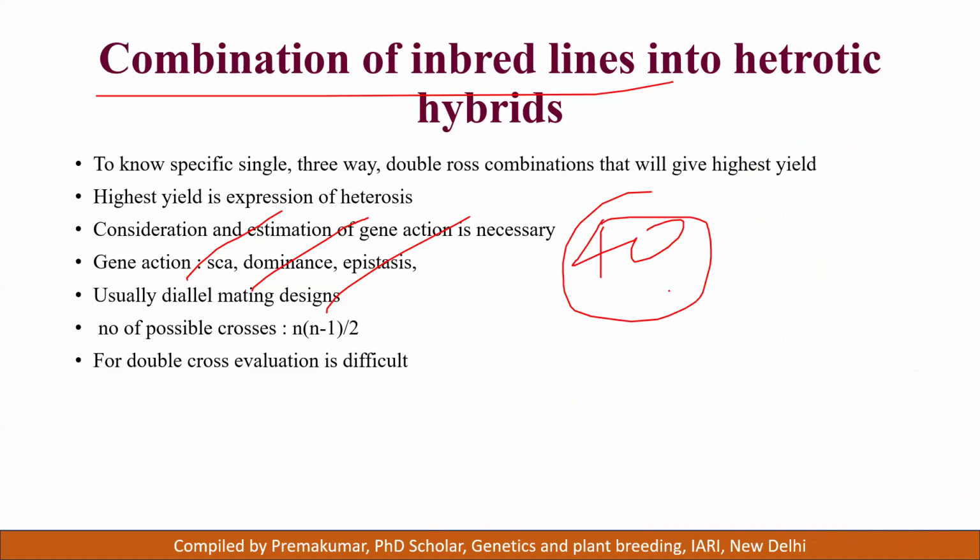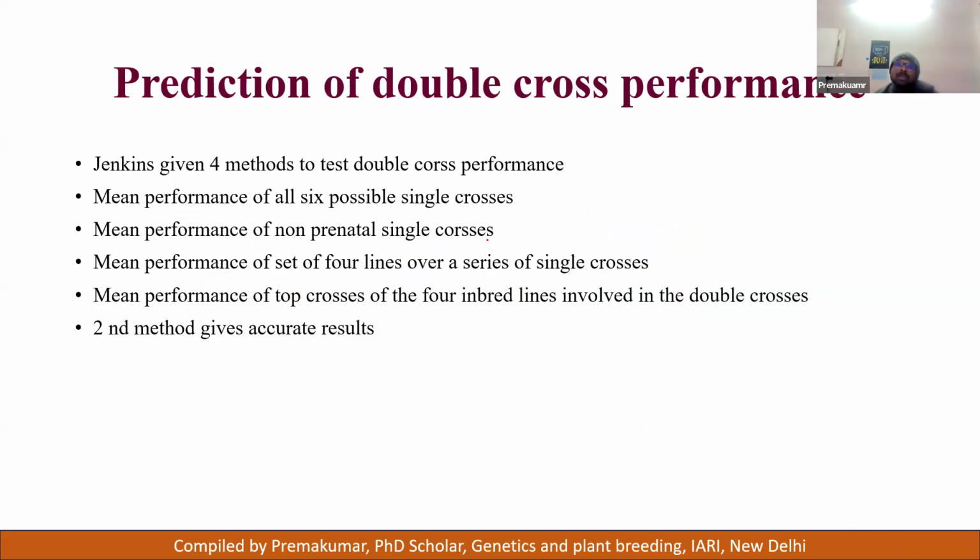Okay, then how many double crosses do you have to evaluate? That's why evaluating all the double cross combinations is very, very impractical. That's why Jenkins developed some methods to predict the double cross performance. There are several methods he designed. There are majorly four methods, but only one method is mostly used.